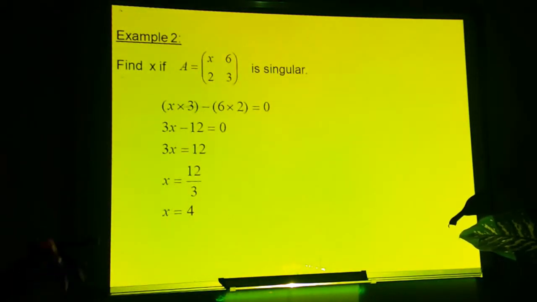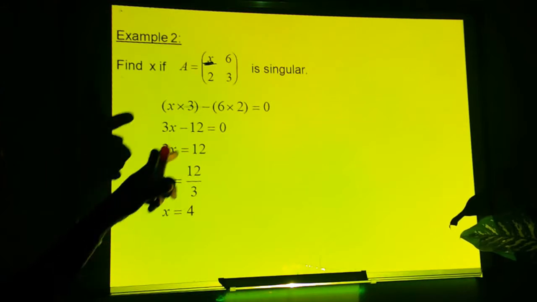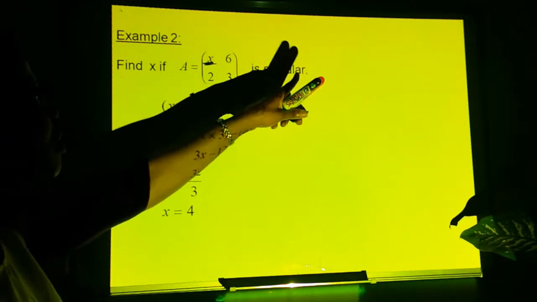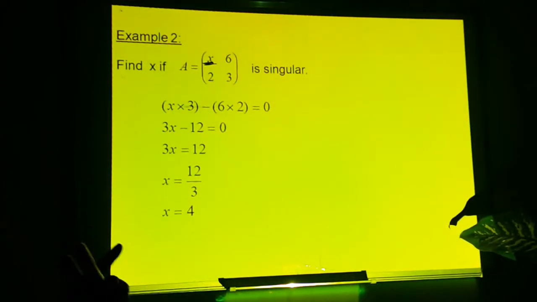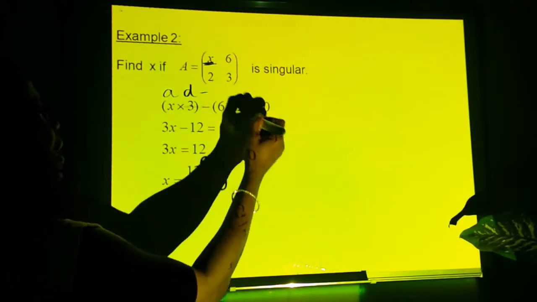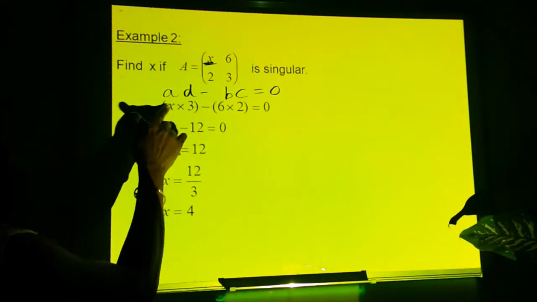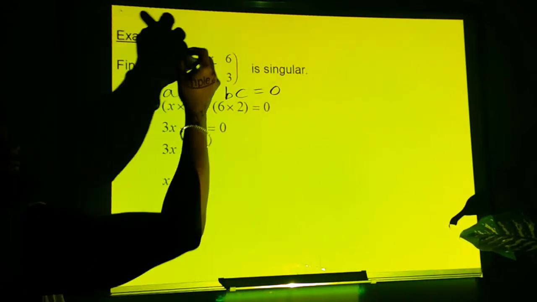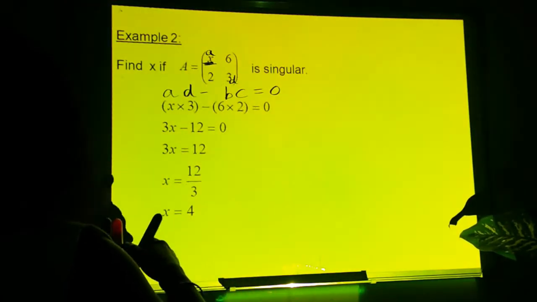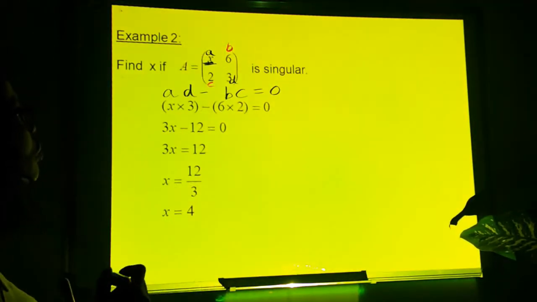Example 2. Find x. Now this time they give you an unknown, a variable, and they tell you that the matrix is singular. This is a frequent past paper question. Now if it's a singular matrix, then you know that the determinant has to be equal to 0. So you could write your formula here, AD minus BC equals 0. I didn't have it on the slide, but you can write that in for me. AD minus BC. So this is A, and this is D, and B is 6, and C is 2. Okay?